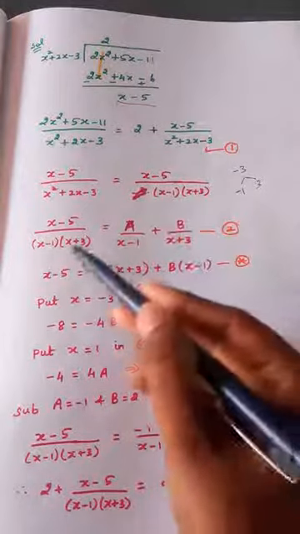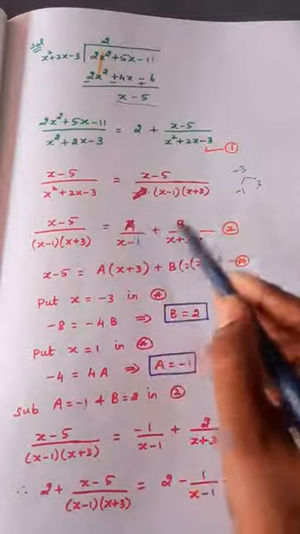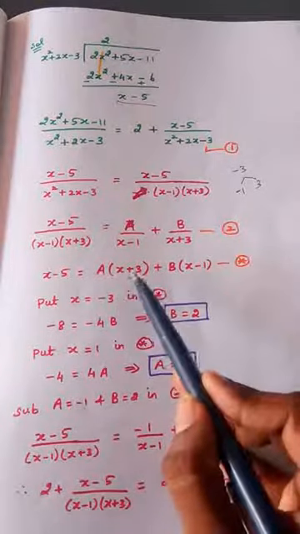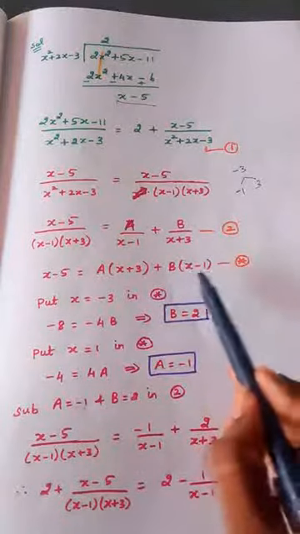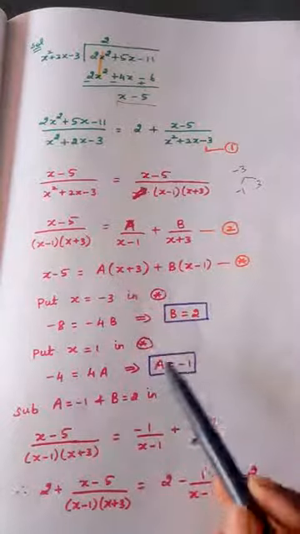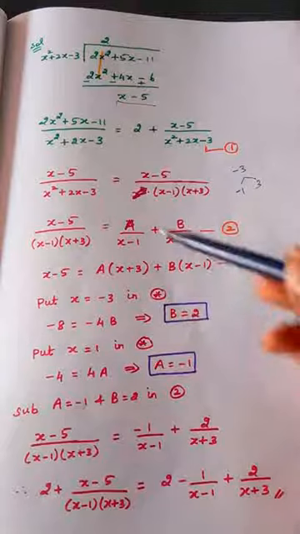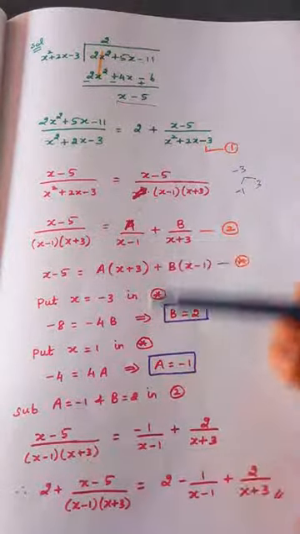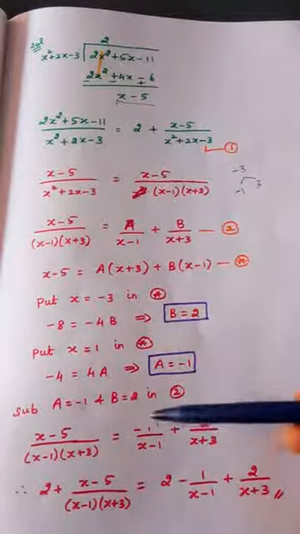Take LCM and cancel the denominator so that you will get this. Numerator is equal to a, with a, x plus 3 will come. With b, x minus 1 will come. Choose values accordingly. For x plus 3, you choose x equal to minus 3 and get the b value. For x minus 1, put x equal to 1 so that this becomes 0 and you can find out the a value. So after finding out a and b values, what we have to do? Substitute these two values in the second equation so that you will get x minus 5 by x minus 1 into x plus 3 equal to, in place of a write minus 1, in place of b write 2, so you will get this.